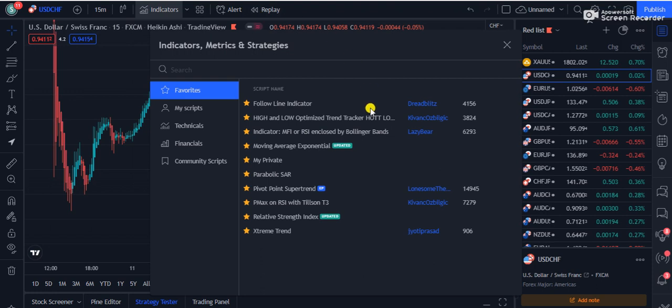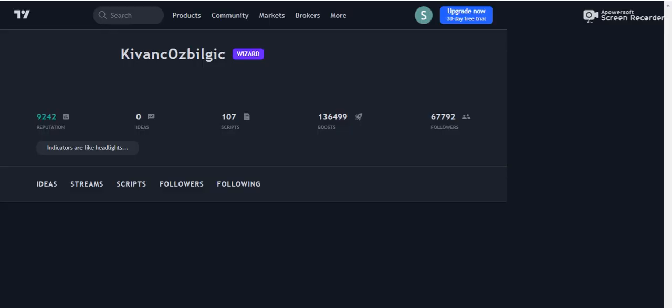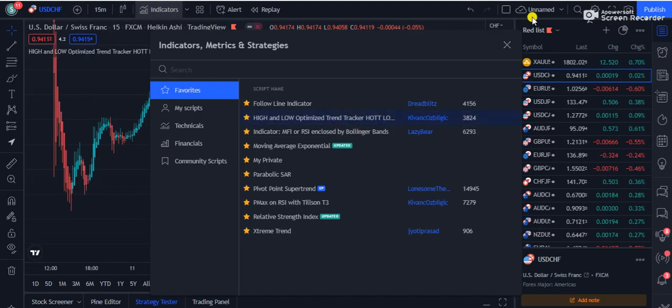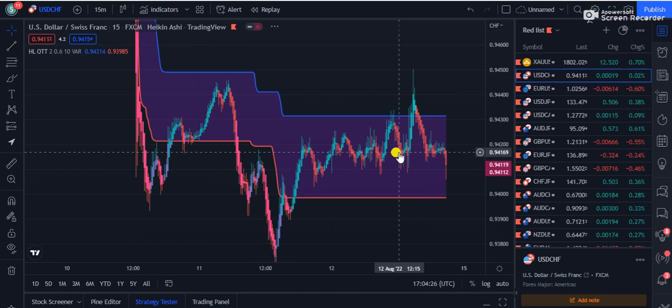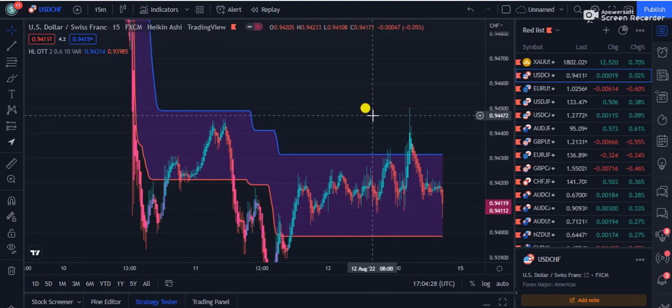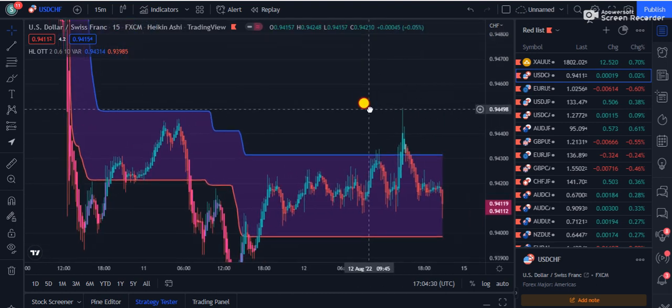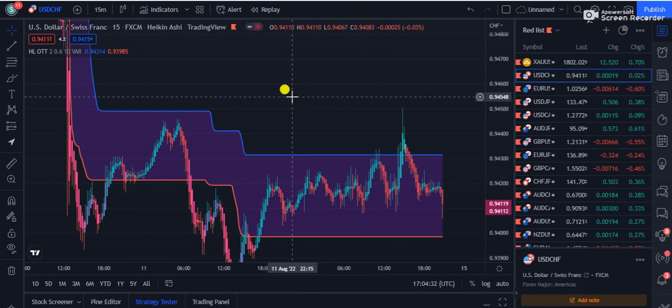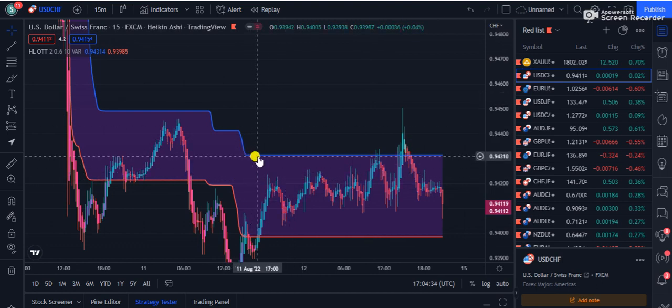So the first indicator that I will highlight, which really works well, is the High and Low Optimized Trend Tracker, HOTT, by Kivanc Ozbilgic, right? If I click here, you can see that this indicator has just been attached on my screen.